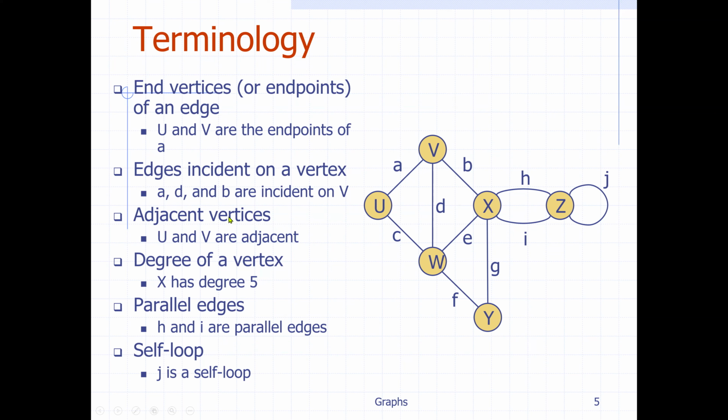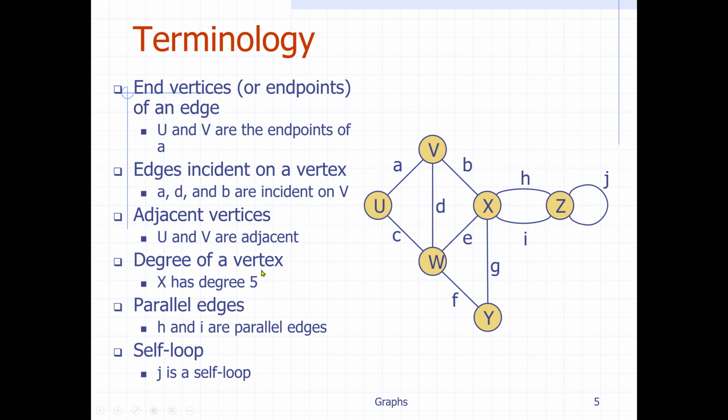Also, we have the adjacent vertices. Adjacent vertices are vertices that are connected with the same edge. So for example, we can say V and X are adjacent vertices because they are connected with edge B. Now, V and Z are not adjacent vertices because there's no edge connected between V and Z.